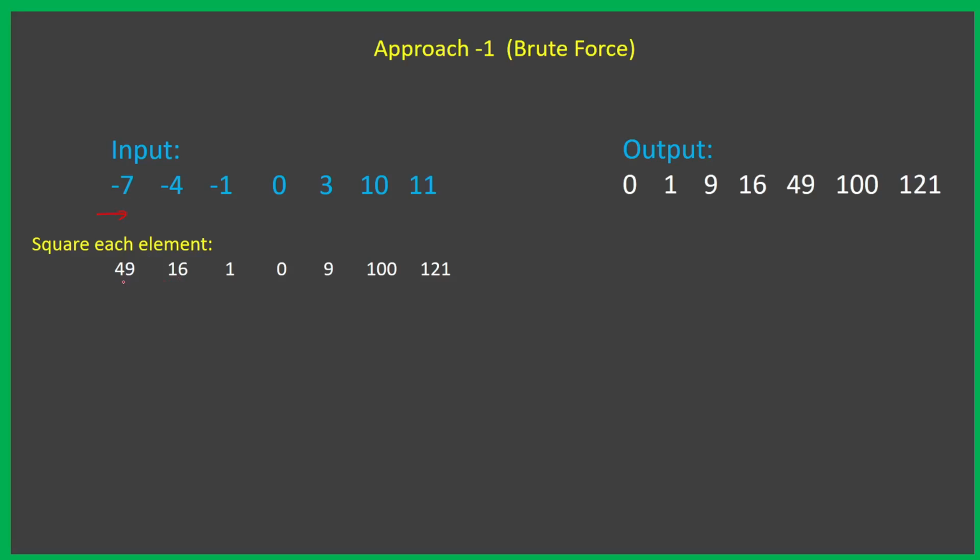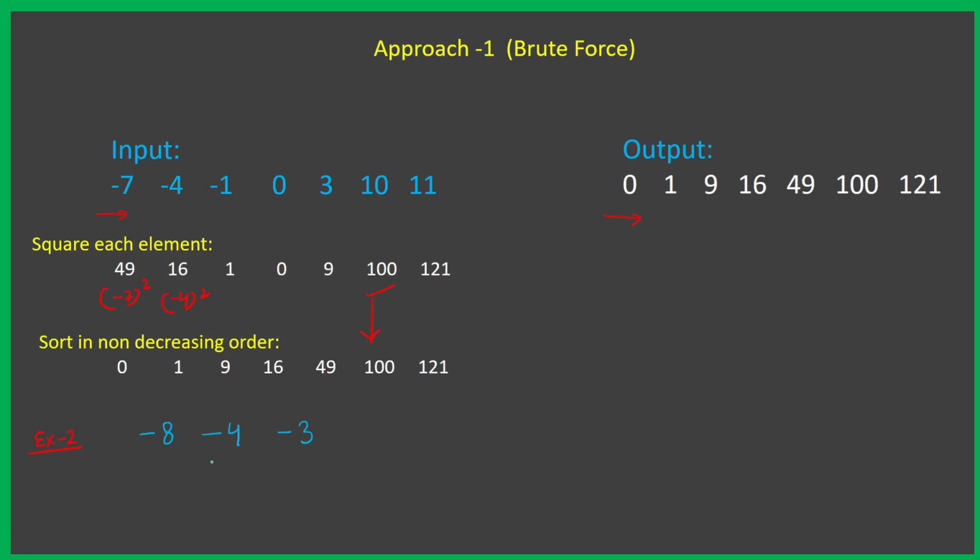So the square of -7 will give me 49. Again, the square of -4 will be 16. The square of -1 will be 1. 0 will give me 0, and the square of 3 will be 9. The square of 10 is 100, and the square of 11 will be 121. But this array is not equal to this array. That means this cannot be my output, because I want this output, and this output is sorted and this one is not sorted. So what I can do is just sort this array. After sorting this array, I will get this array, and this array is sorted in non-decreasing order.